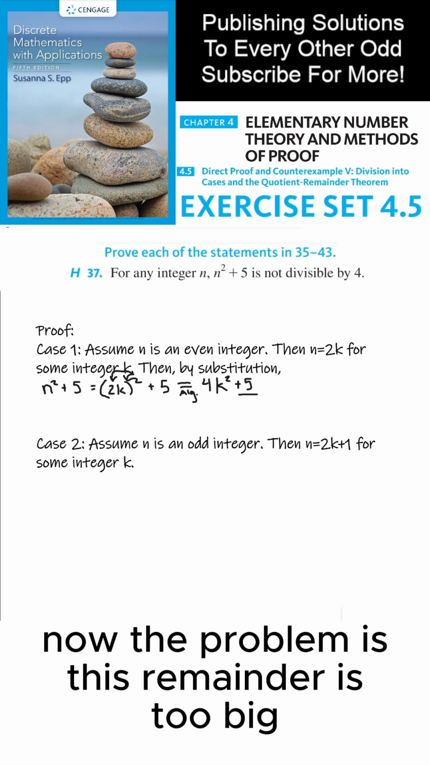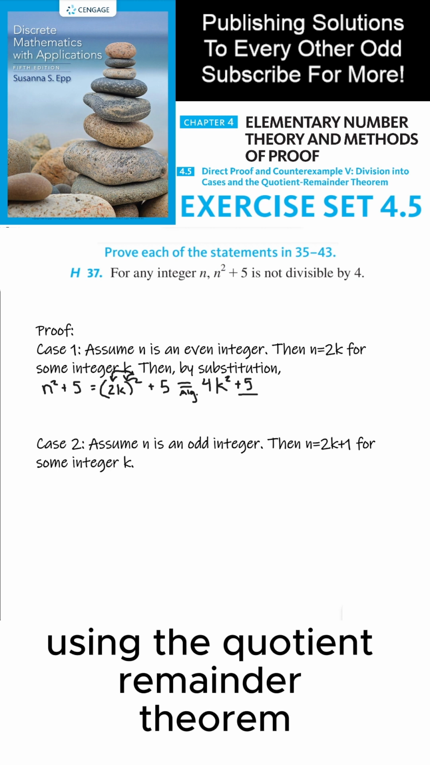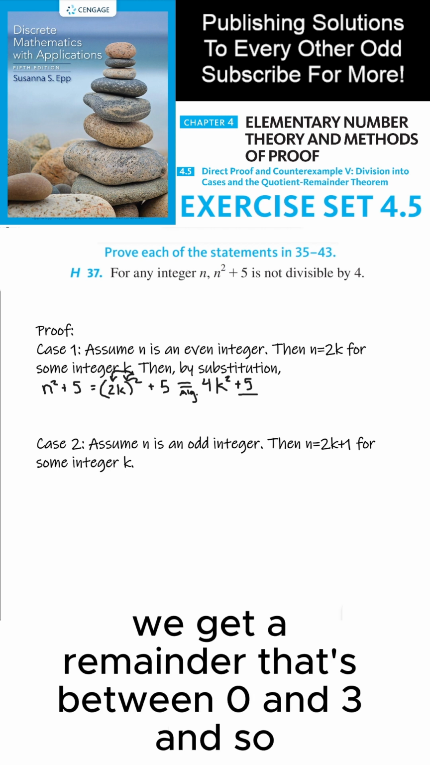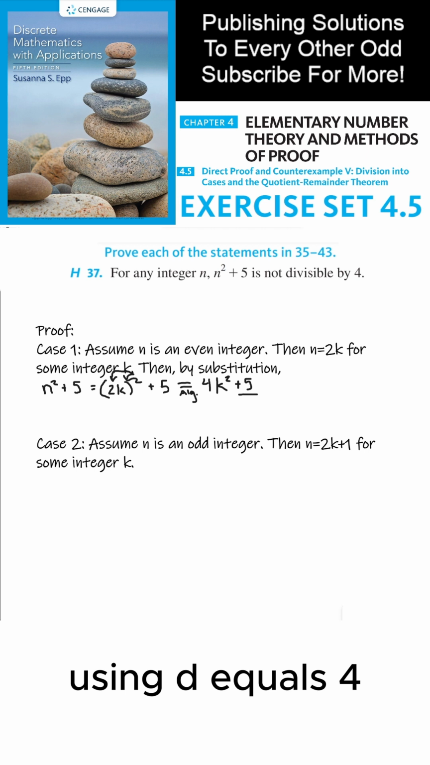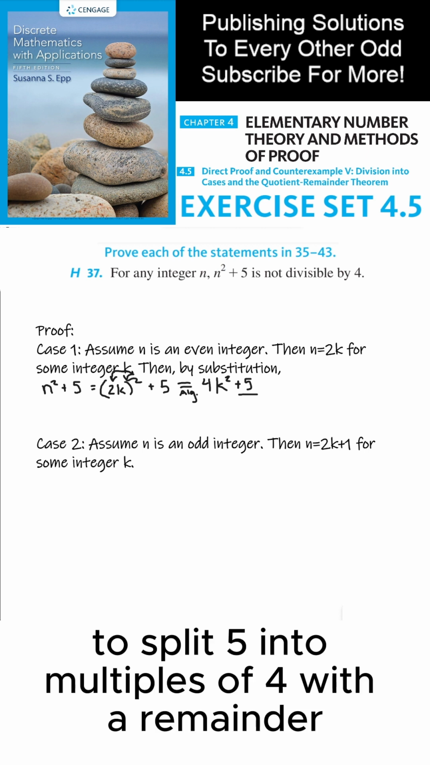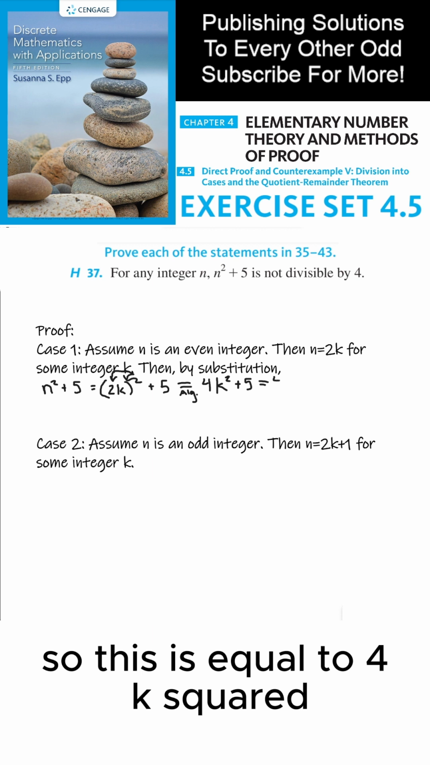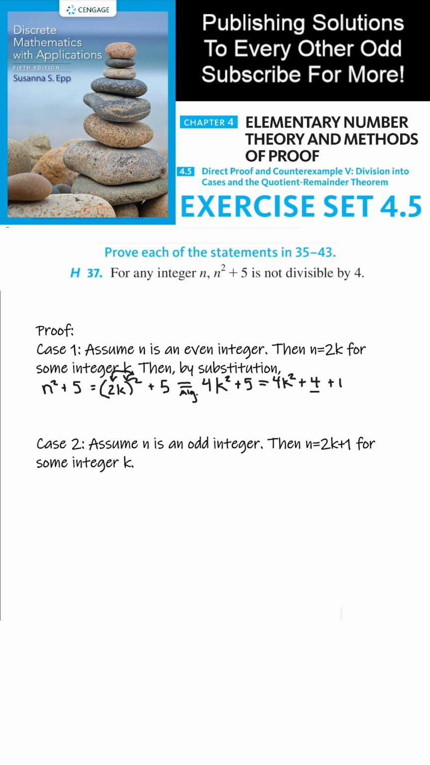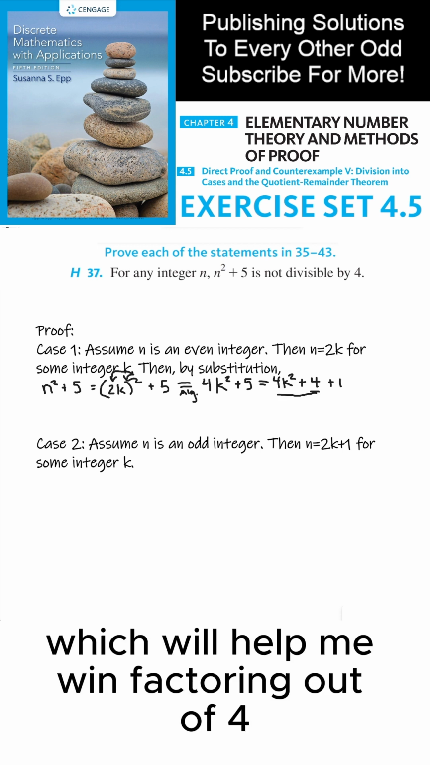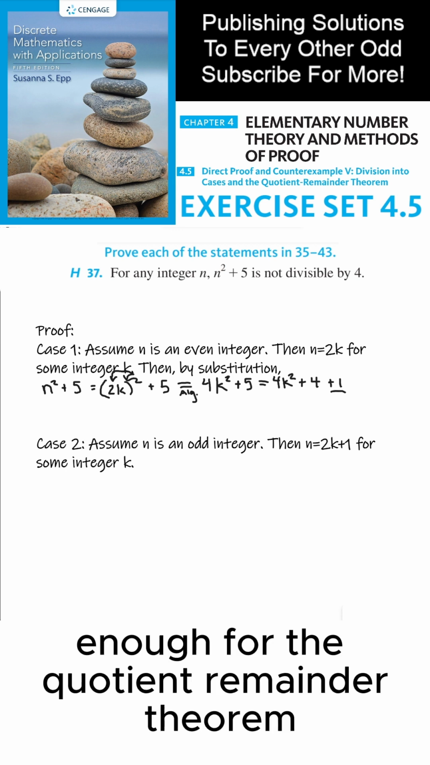Now the problem is this remainder is too big, because when dividing by 4, using the quotient remainder theorem, we get a remainder that's between 0 and 3. And so I'm going to use the quotient remainder theorem on 5 using d equals 4 to split 5 into multiples of 4 with a remainder. So this is equal to 4k squared plus 4 plus 1. And now I have a multiple of 4, which will help me when factoring out of 4. And I have a remainder of 1, which is small enough for the quotient remainder theorem.